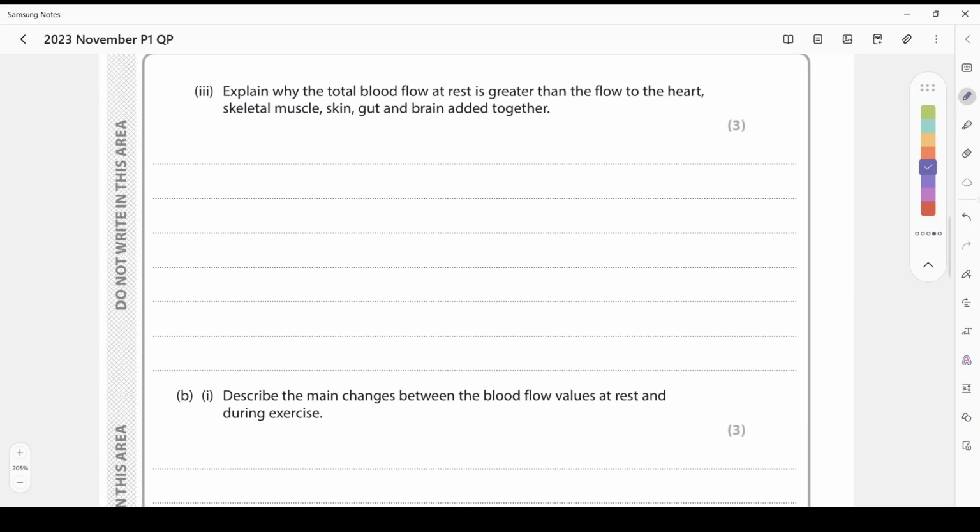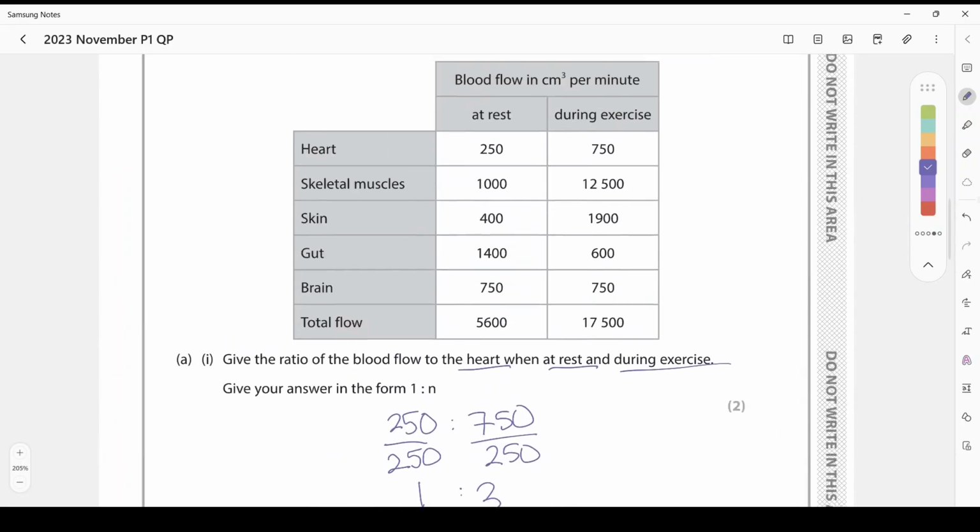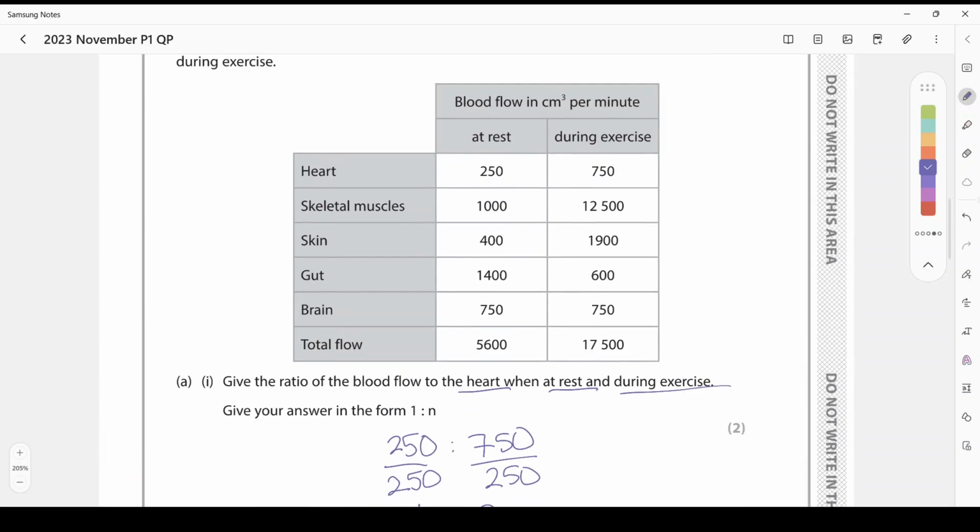Explain why the total blood flow at rest is greater than the flow to the heart, skeletal muscle, skin, gut, and brain added together. Okay, let's scroll back up. So I'm going to add these numbers up together on the calculator. 250 plus 1,000 plus 400 plus 1,400 plus 750 gives us 3,800. And 3,800 is less than 5,600.